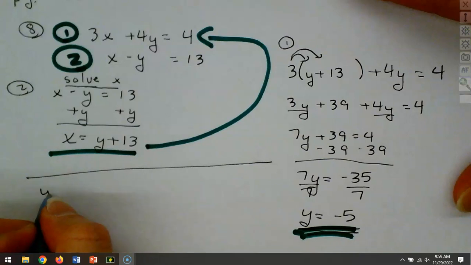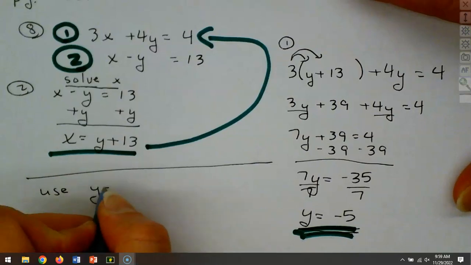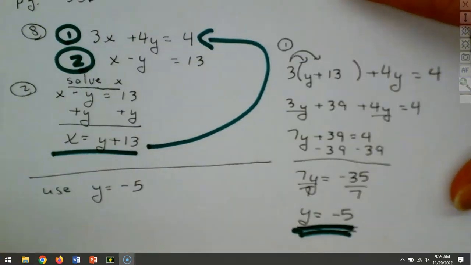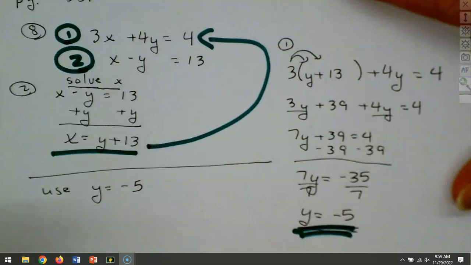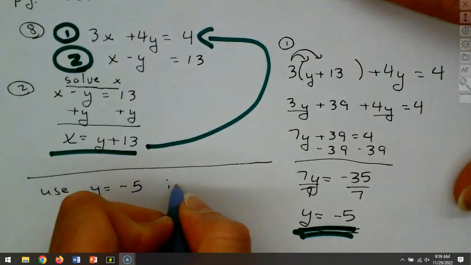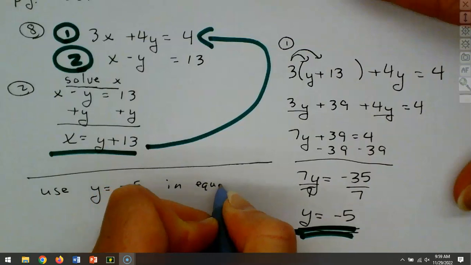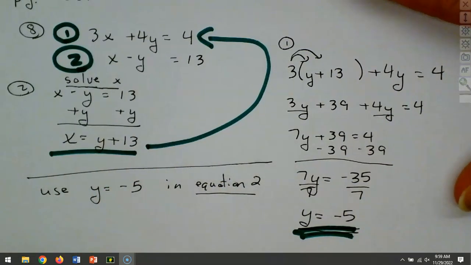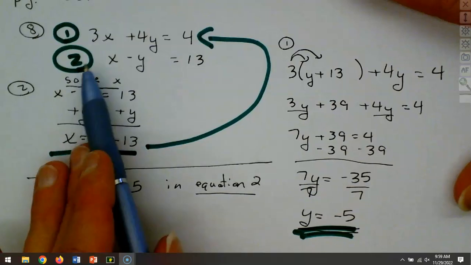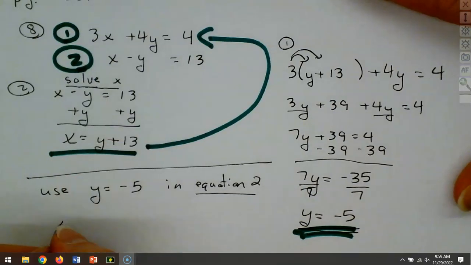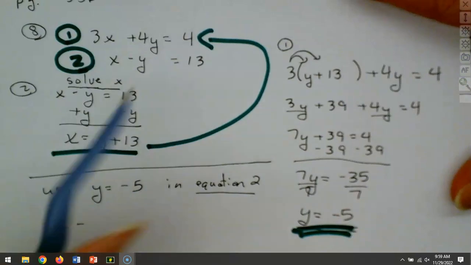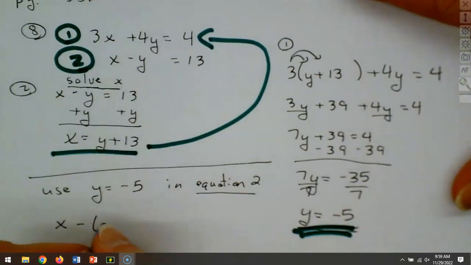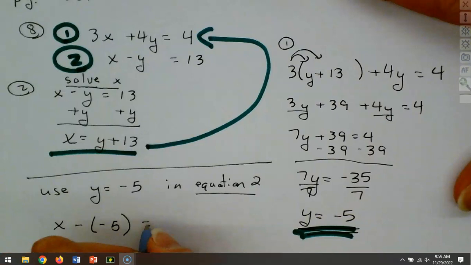So now we're going to use y equals negative 5 in either equation. Let's just put it in the second one. So we're going to use this in equation number 2. And if I put this in equation number 2, I have x minus y, so that's minus negative 5, that equals 13.